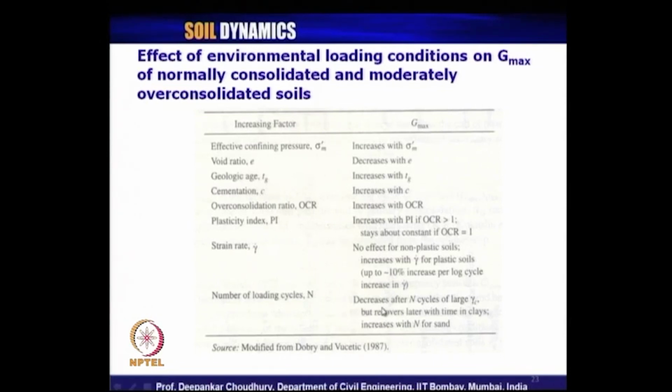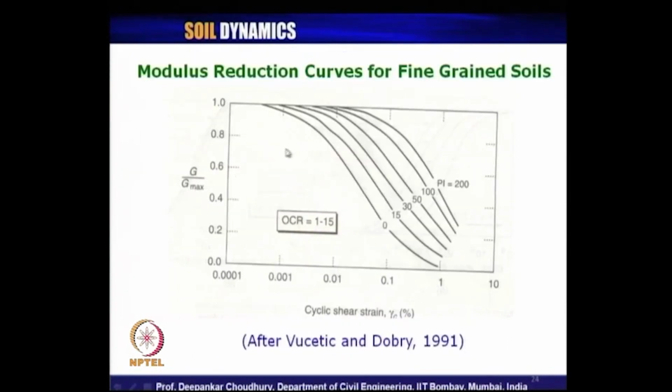The Gmax value will decrease with increase in number of cycles at large value of shear strain. But if you stop the experiment, then it recovers the Gmax value, whatever was lost due to the number of applied cycles of load. It will recover later with time in case of only clays, but with increase in number of cycles, the Gmax value increases for sandy soil. Okay? So, let us look at modulus reduction curve for fine grained soil.